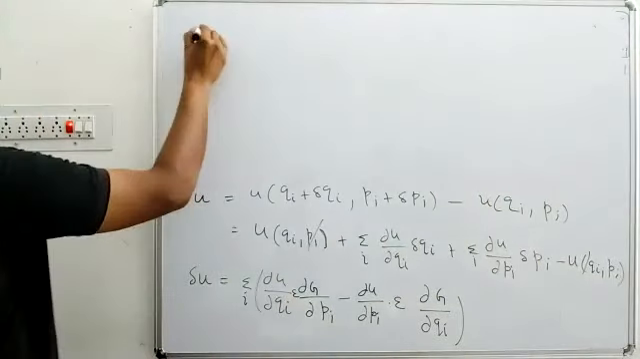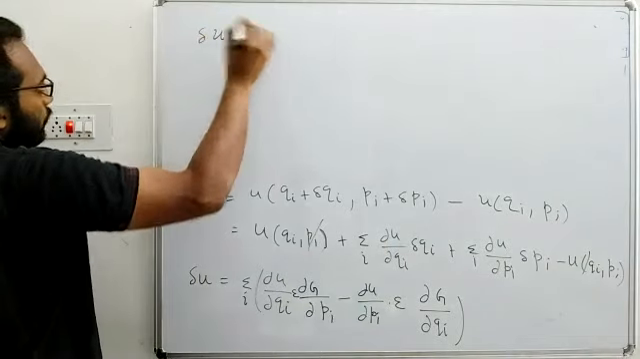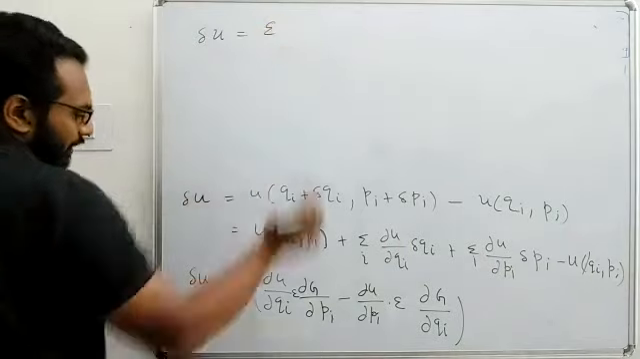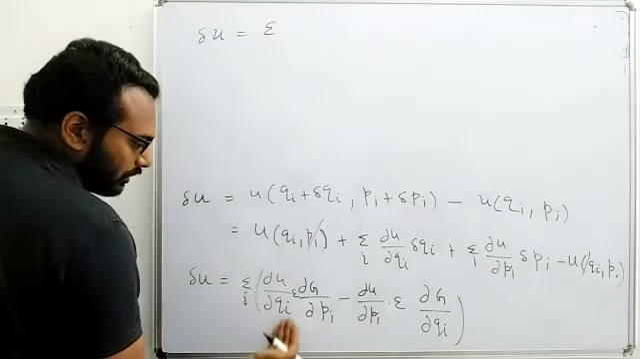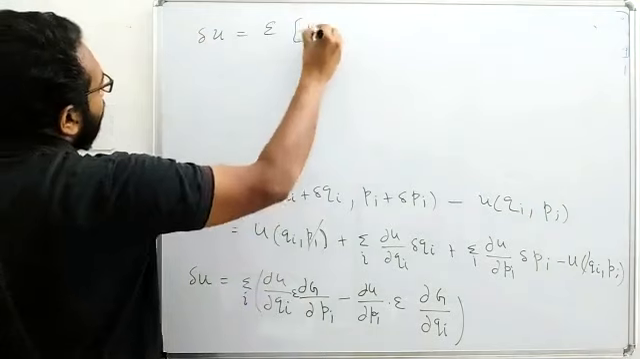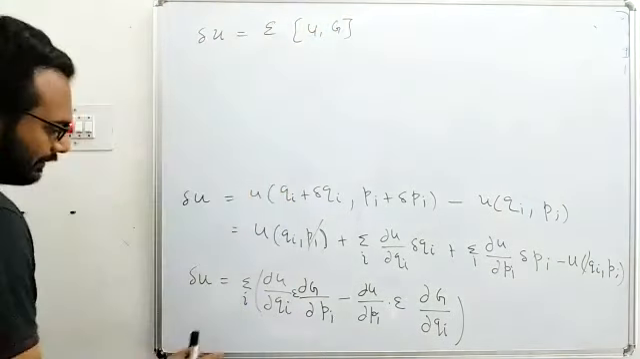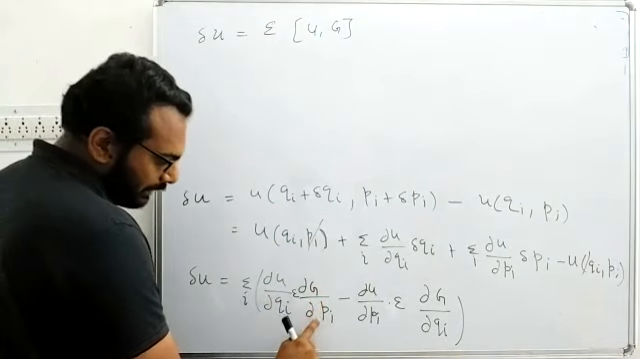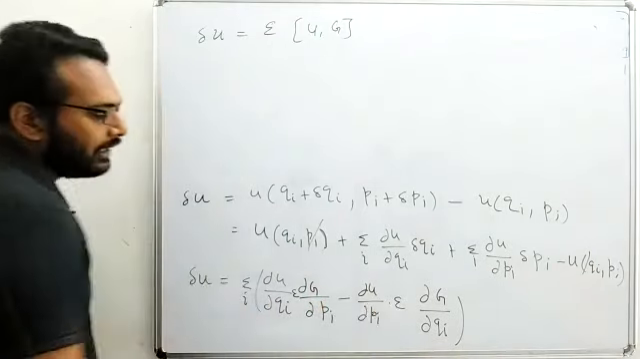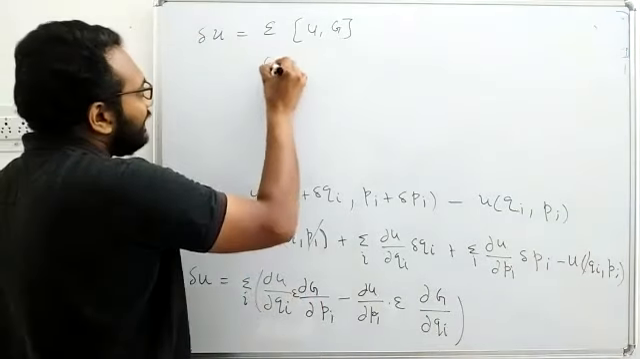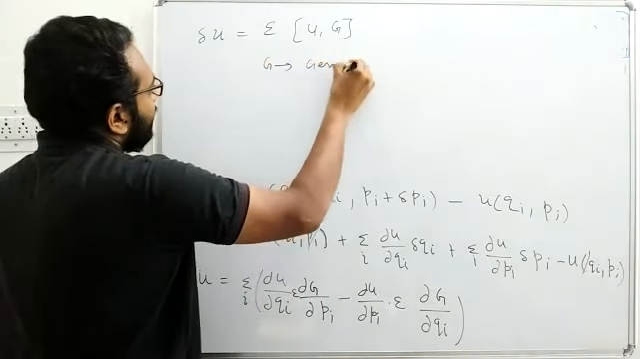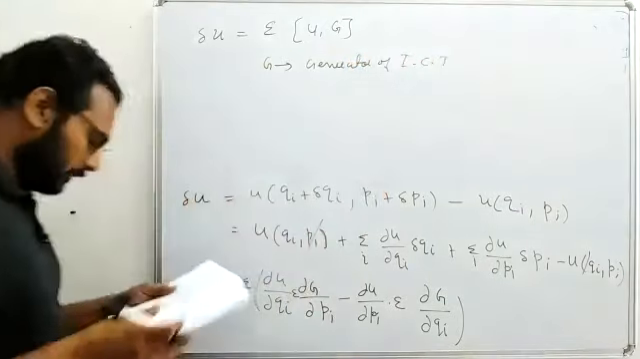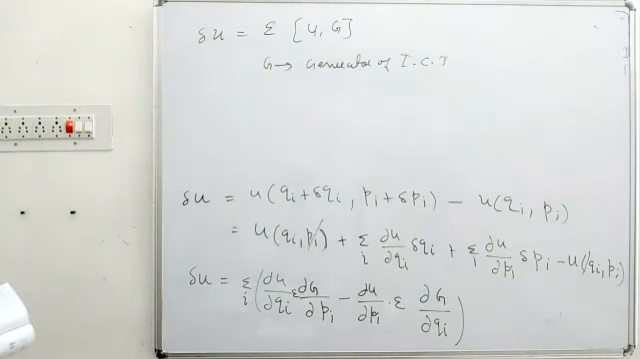So you see that the change in any function, delta u, under an infinitesimal canonical transformation can be written as epsilon, which is common there, times what we have here, which is just the Poisson bracket of u with G: dou u by dou qi dou G by dou pi minus dou u by dou pi dou G by dou qi. And this G, we call it the generator of infinitesimal canonical transformations.